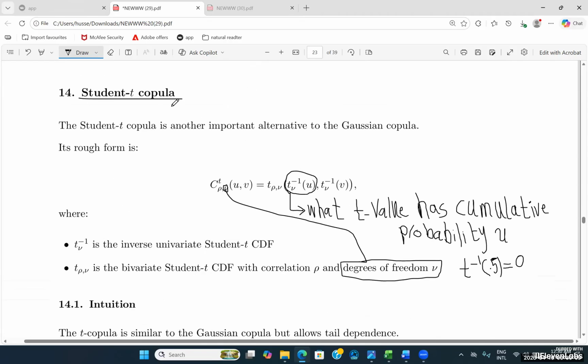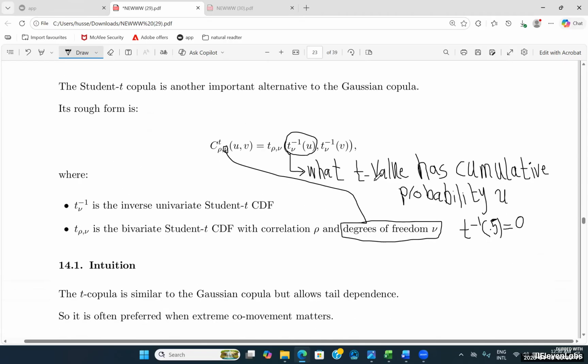The final model we are discussing is the student's t-copula. In this specific case, we are utilizing the t-distribution. This is the key difference here. However, the fundamental idea remains quite similar. We are calculating the t-values for both u and v instead of using the z-scores.